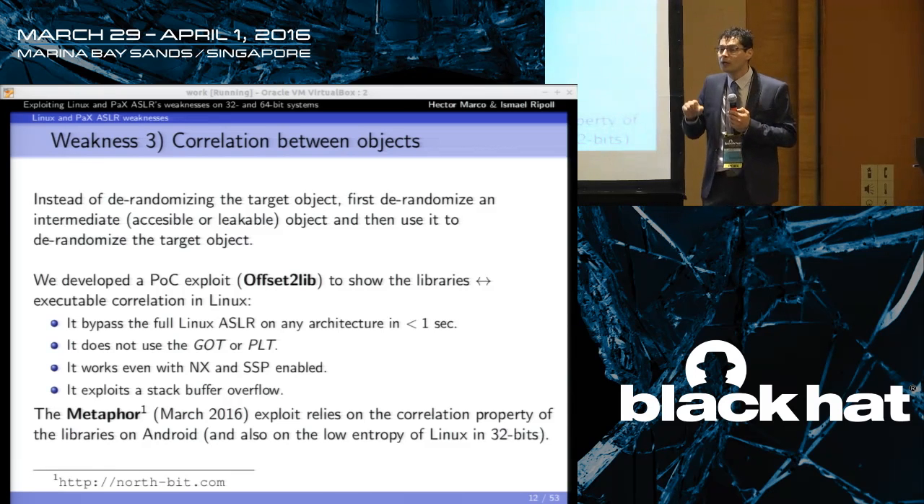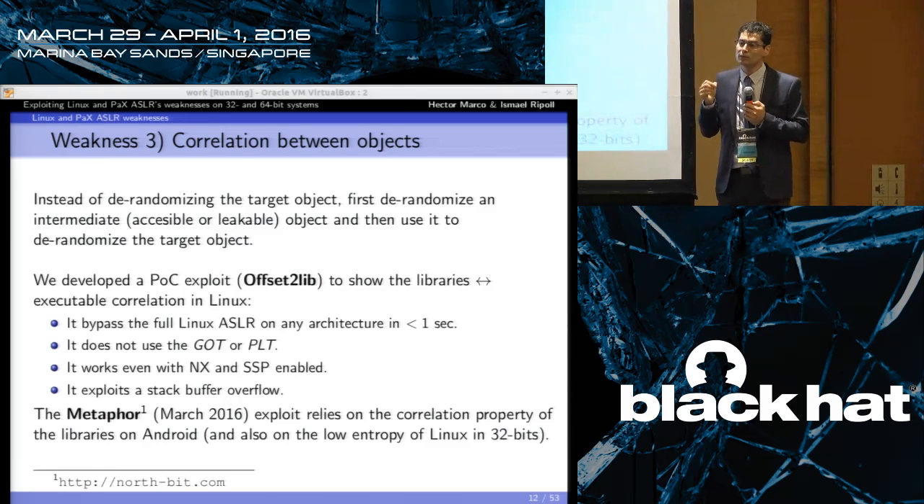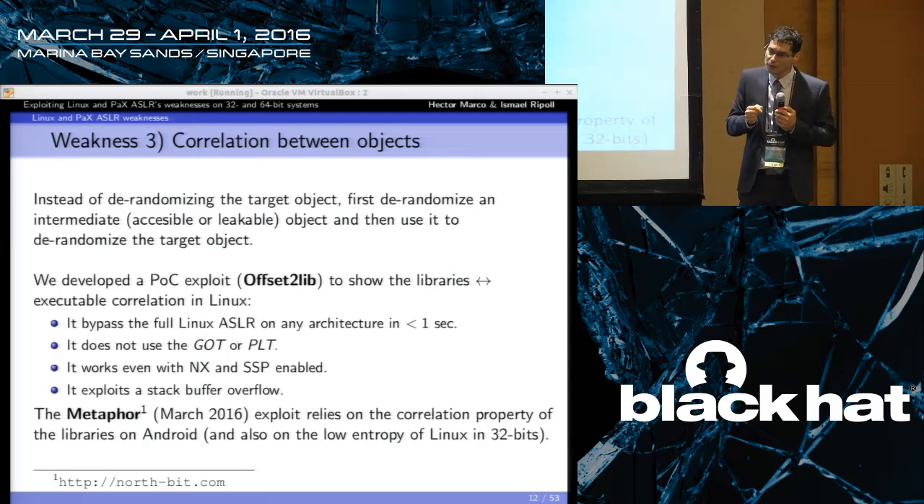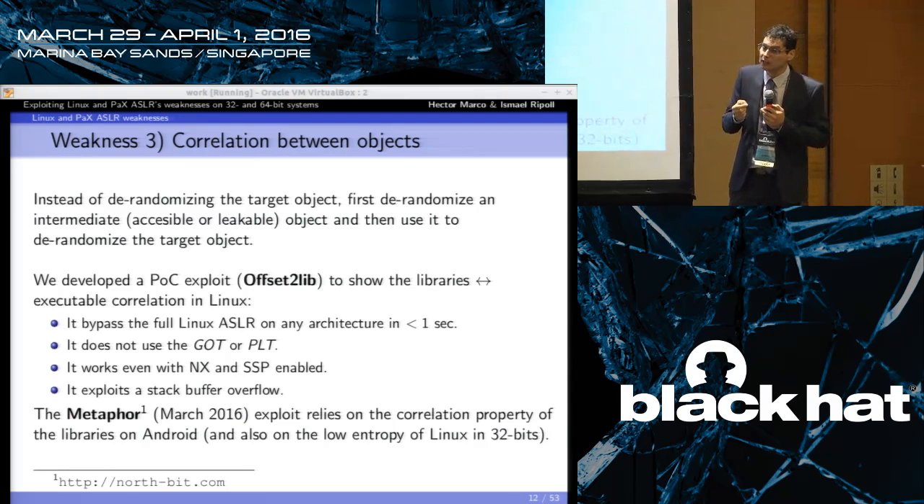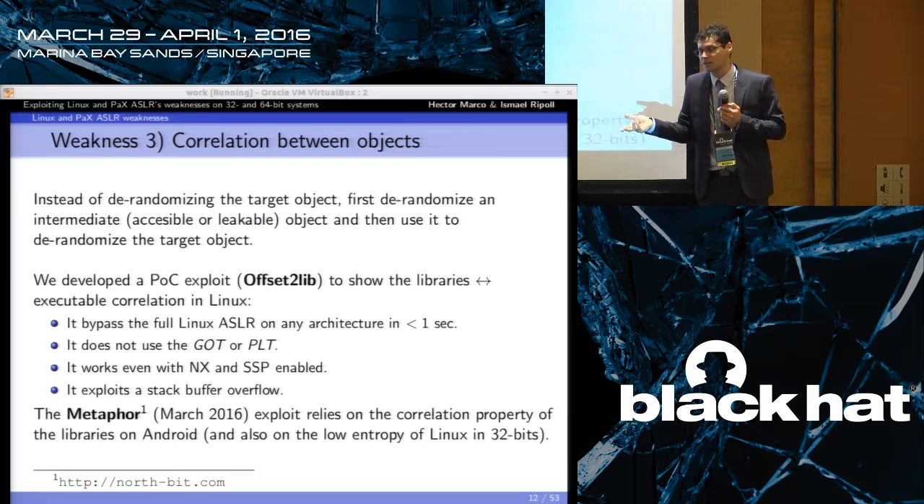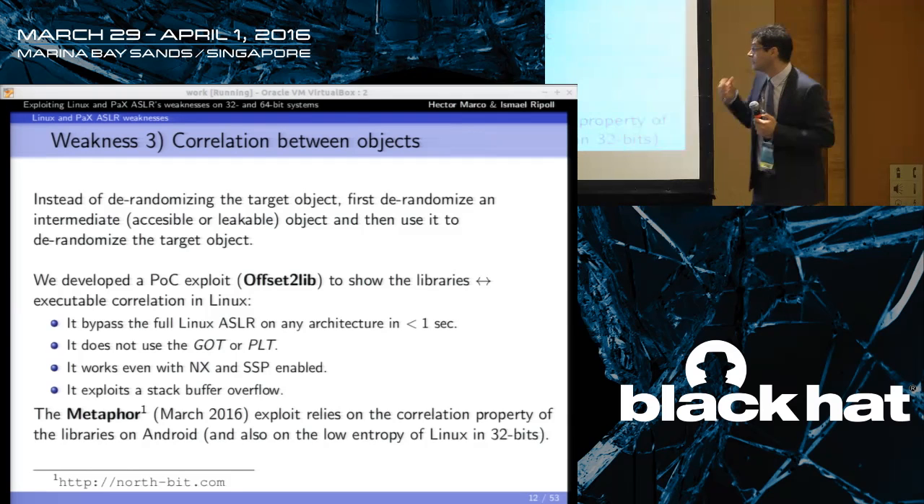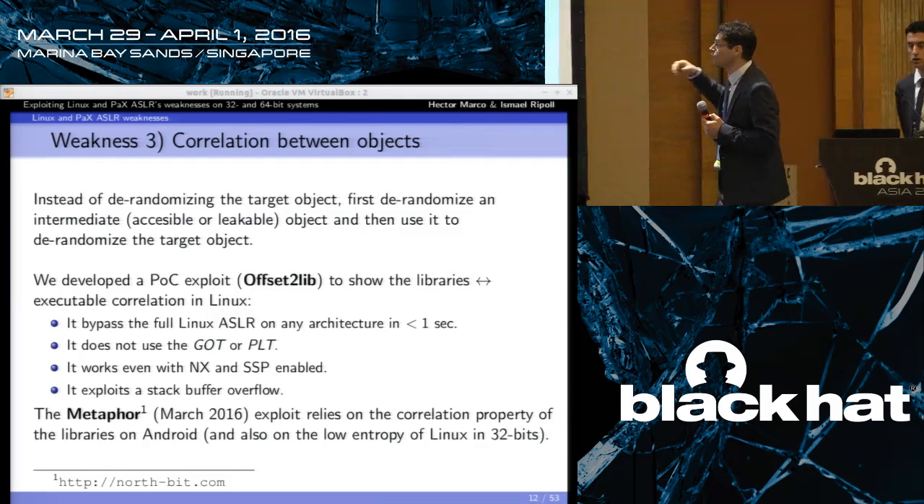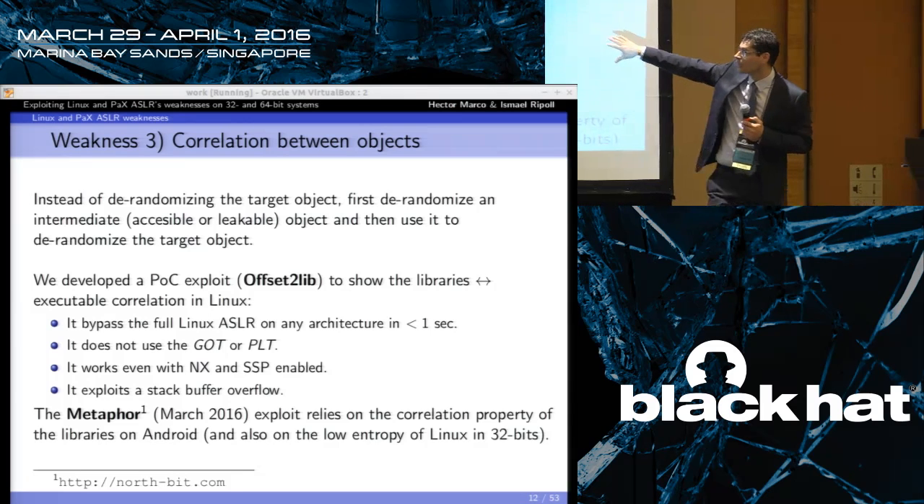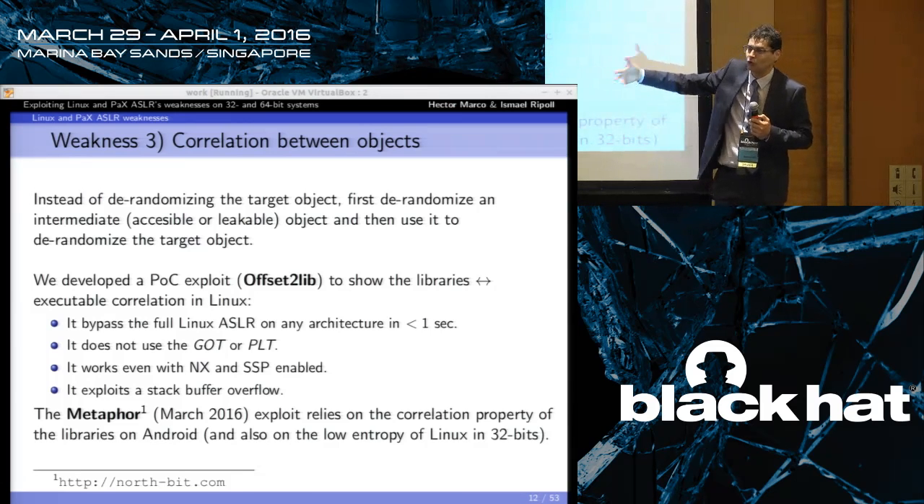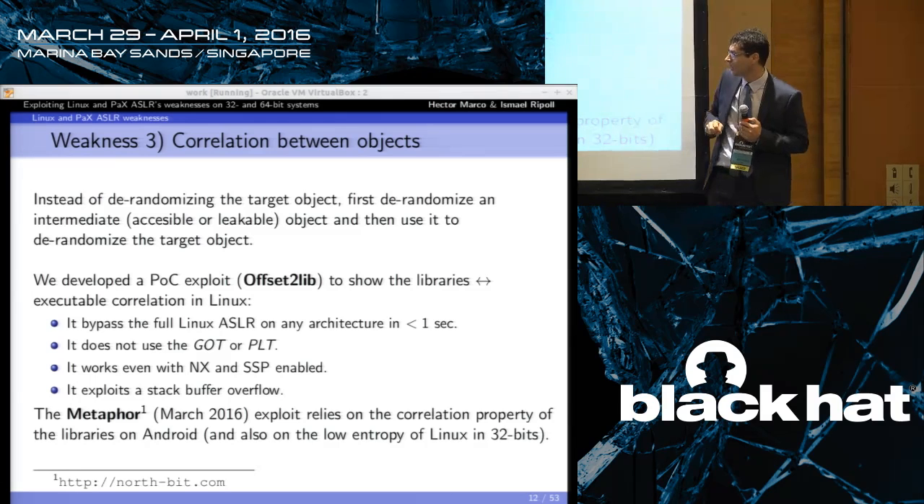So knowing some information about one object, if it gives you a hint about where another one is placed, we call it correlation. Okay, Hector will show you an example of direct correlation, very fast, total absolute correlation, called offset of sleep.